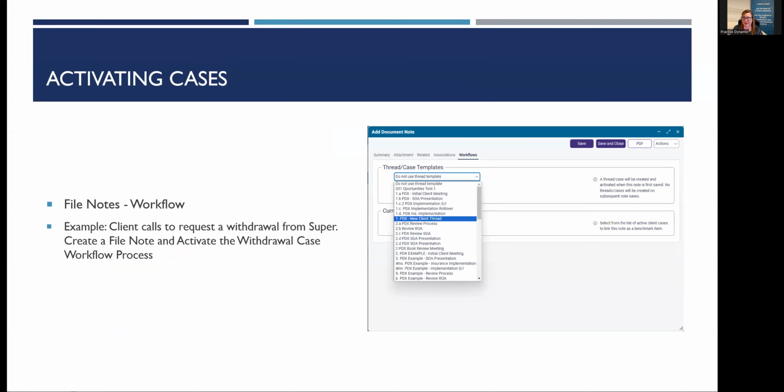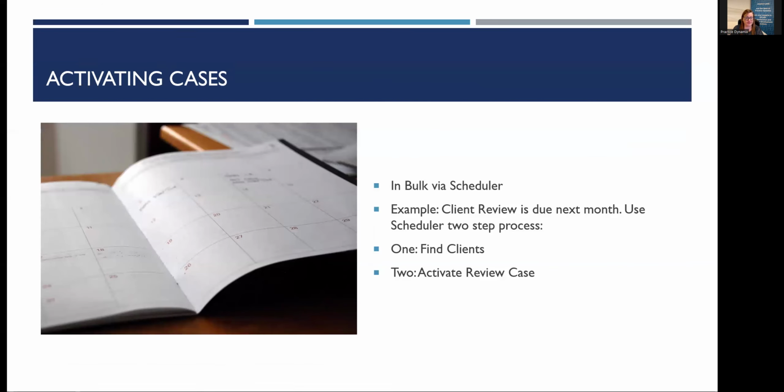You can do it through that file note area we just looked at, where we were linking a file note to a case. You can also activate a case at the back of a file note. So in this example, if the client has called to request a withdrawal from their super fund, you could write the file note and activate the withdrawal process case that you've created through that workflow output.